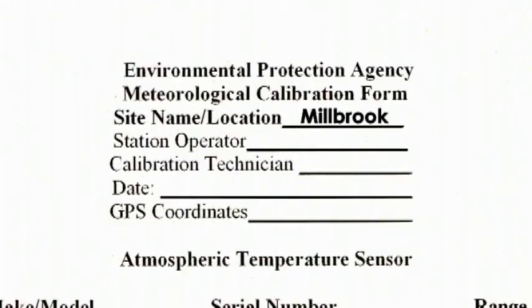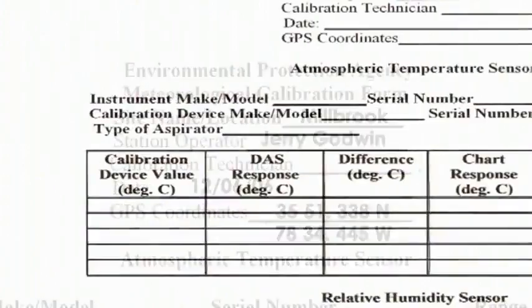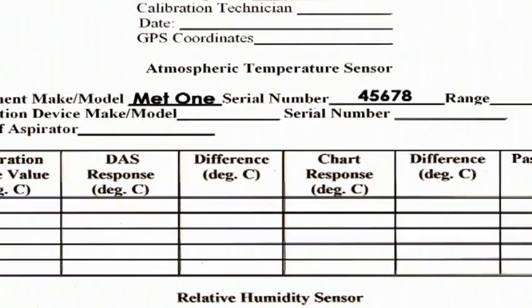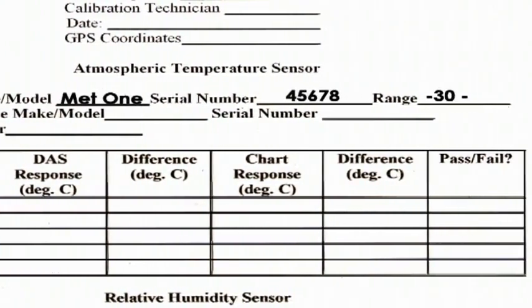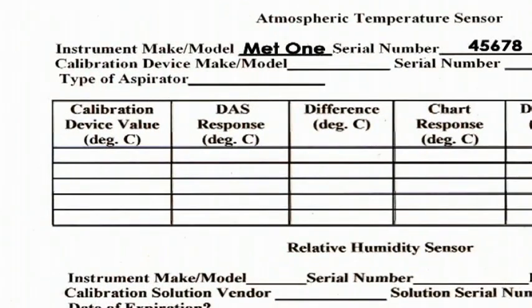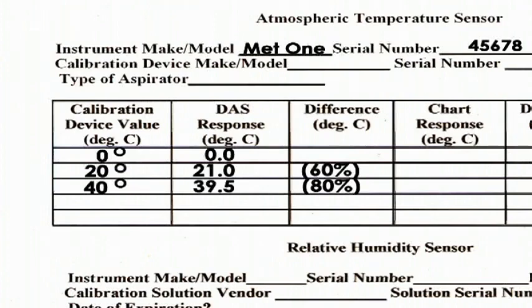The first task is to record the location, operator, date, and GPS coordinates. The second task is to record the instrument make, model, serial number, and full-scale range. You will note that the calibration form has a set of tables. The first column in the top table should read calibration points degrees centigrade, and the second column should read DAS response in degrees centigrade. The calibration thermometer results will be recorded in the first column, and the DAS response in the second column. If there is a chart recorder, these will be recorded in the fourth column.